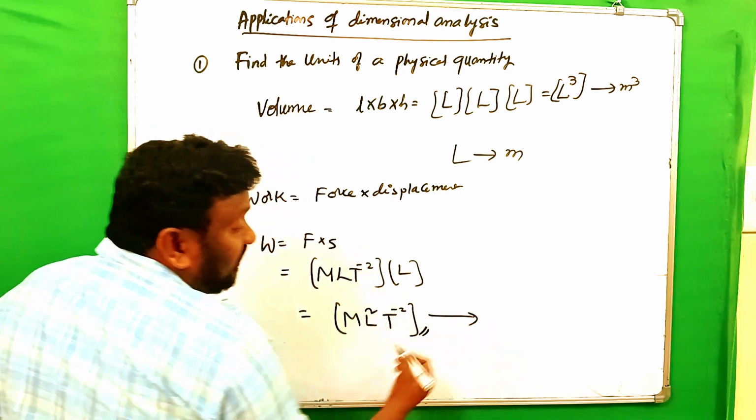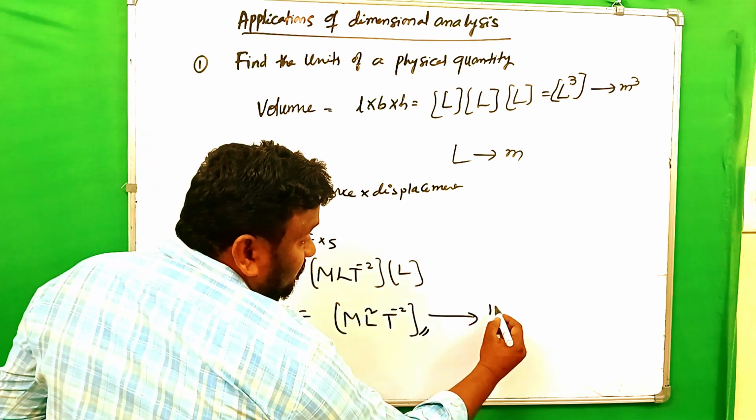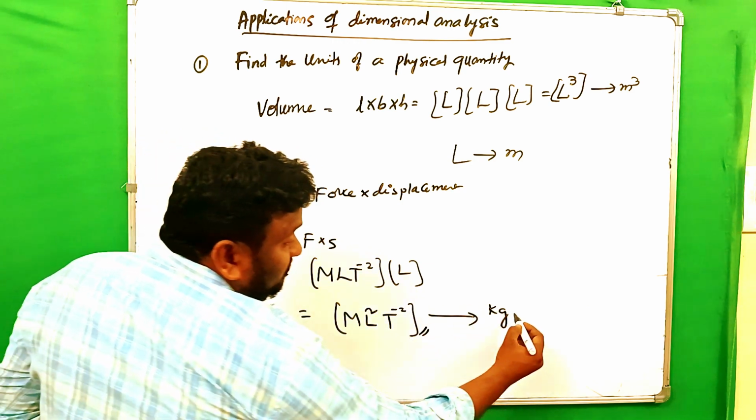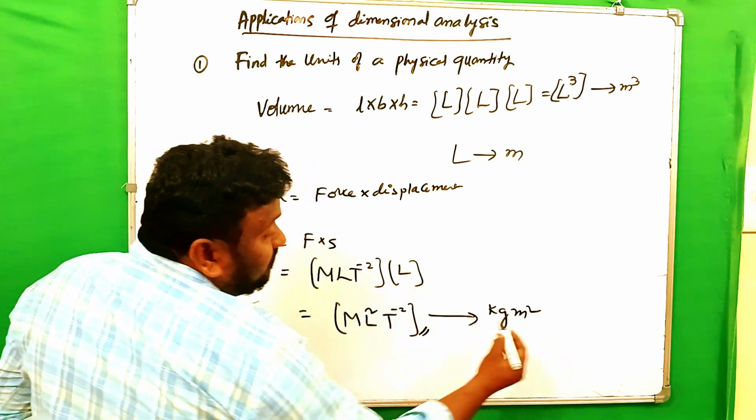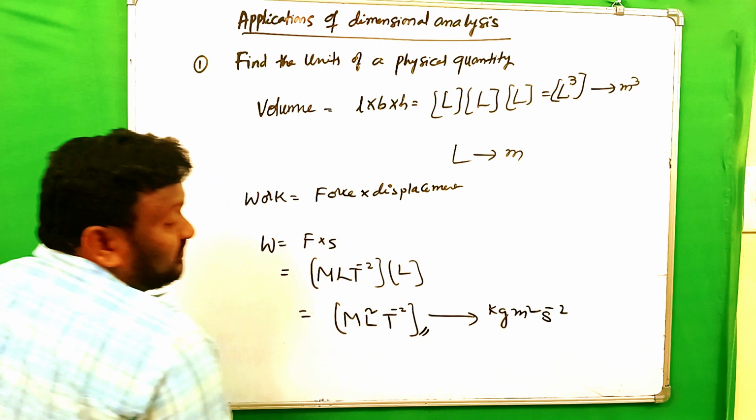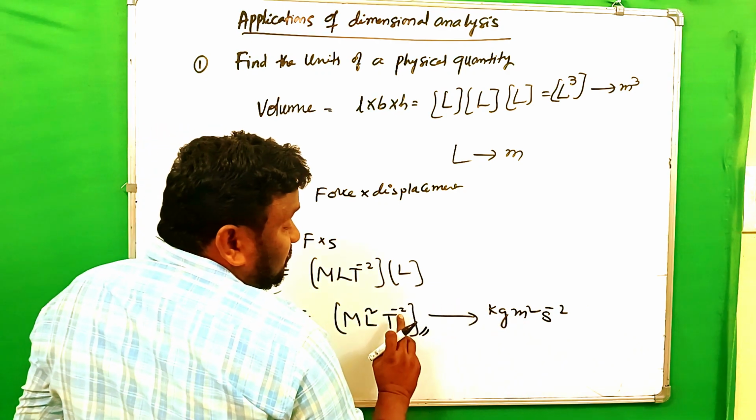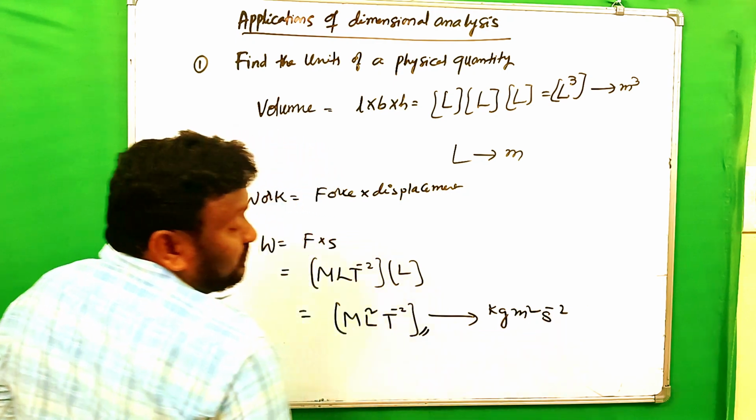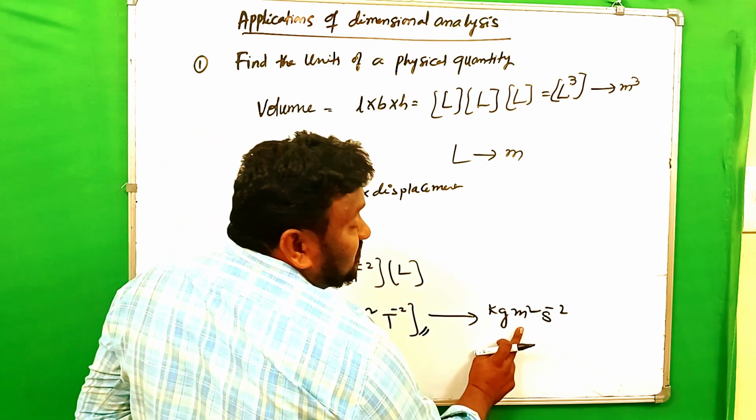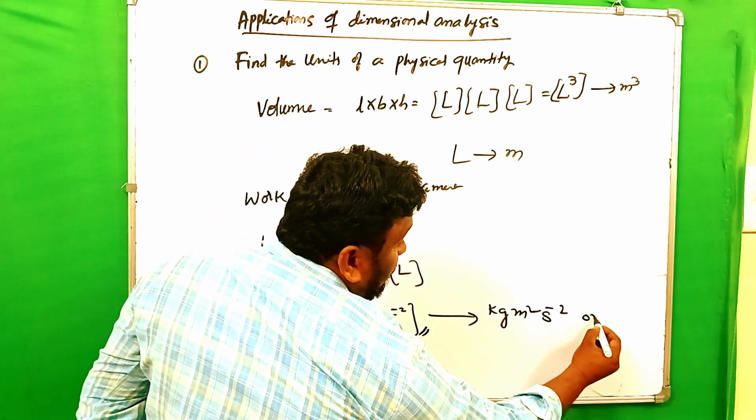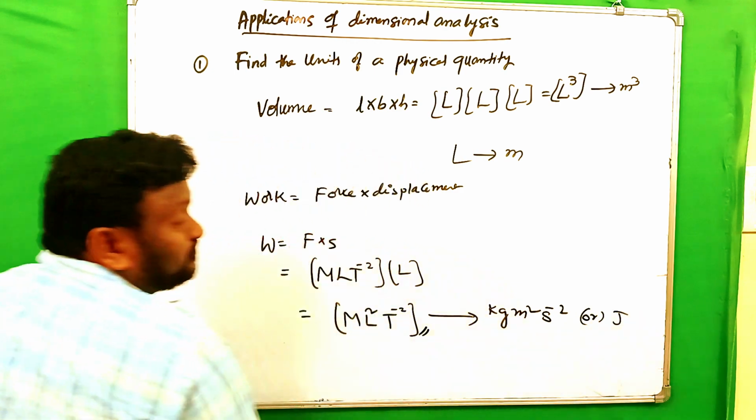Based on that, how can we write the unit? For mass, kg; for length, meter square; and time, second. Time T means the unit is second, and inverse 2 is there, so we write second inverse 2. So kg meter square second inverse 2 is the unit, and that is also called joule.